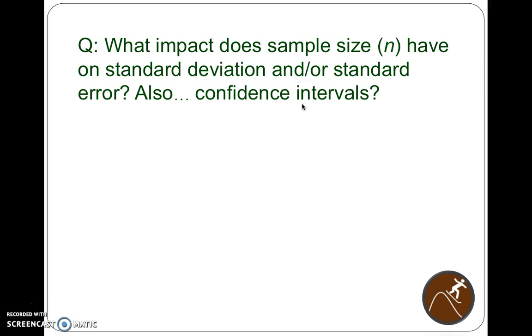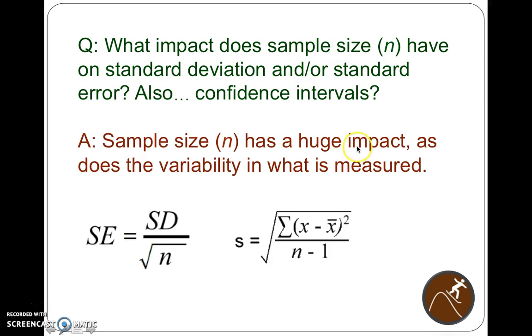So what impact? Do you think it makes the standard deviation larger or smaller if you've got a lot of people in your study? So let's look. It's pretty easy. As you can imagine, it has a huge impact. Sample size has a huge impact, as does the variability in what is actually measured. So in order for us to get what's called standard error, we need the standard deviation, and we also need information about the sample or population size, in this case the sample size, little n. So how do you get this?